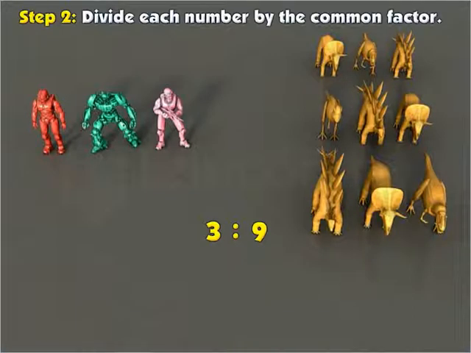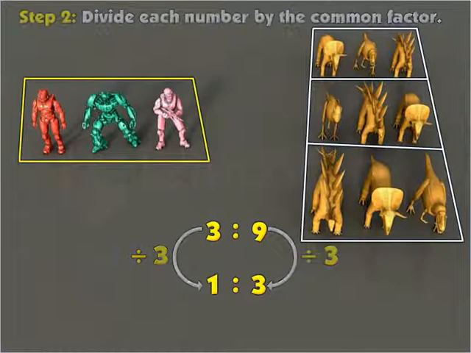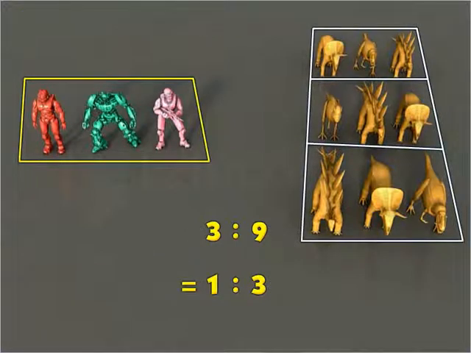Step 2 will involve dividing the numbers in the ratio by the common factor. This will give us 1:3. As the ratio cannot be simplified any further, this equivalent ratio is also known as the simplest form of the original ratio, 3:9.